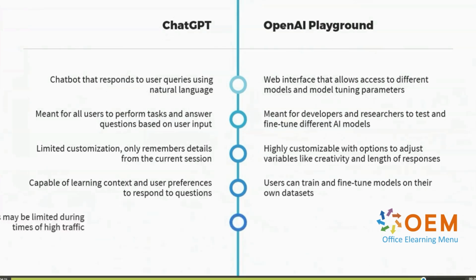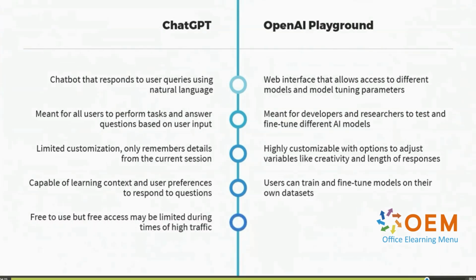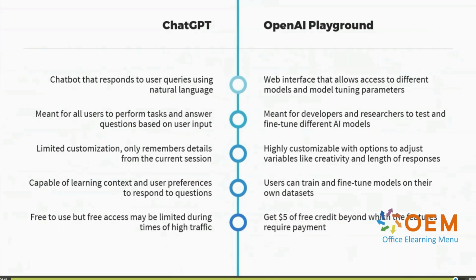Now, ChatGPT is completely free to use for anyone and everyone, but free access may be limited during times of high traffic when ChatGPT servers tend to get really slow. With OpenAI Playground, you have to pay to make use of the APIs that OpenAI has to offer. You get $5 of free credit, beyond which the features require payment.